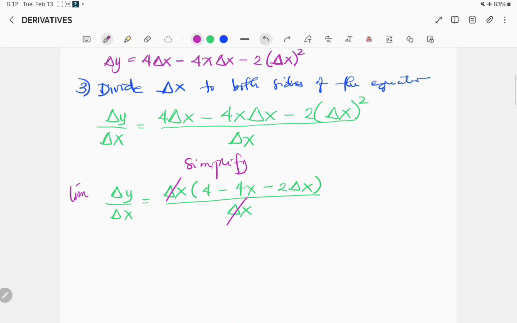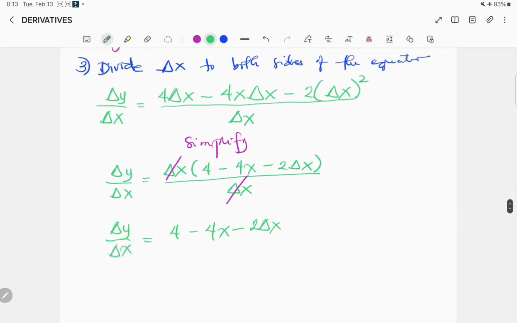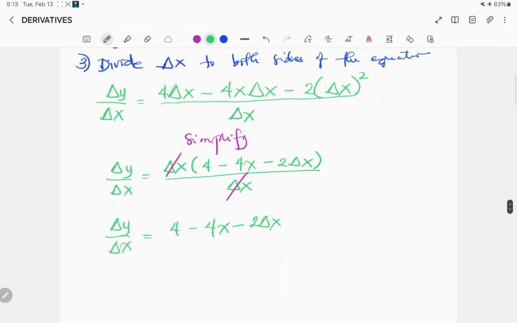So we have to cancel that out. Therefore, the average rate of change that we have, change of y over change of x, is equal to 4 minus 4x minus 2 change of x. Now, I think we cannot do anything about this, so let's start with the fourth step.